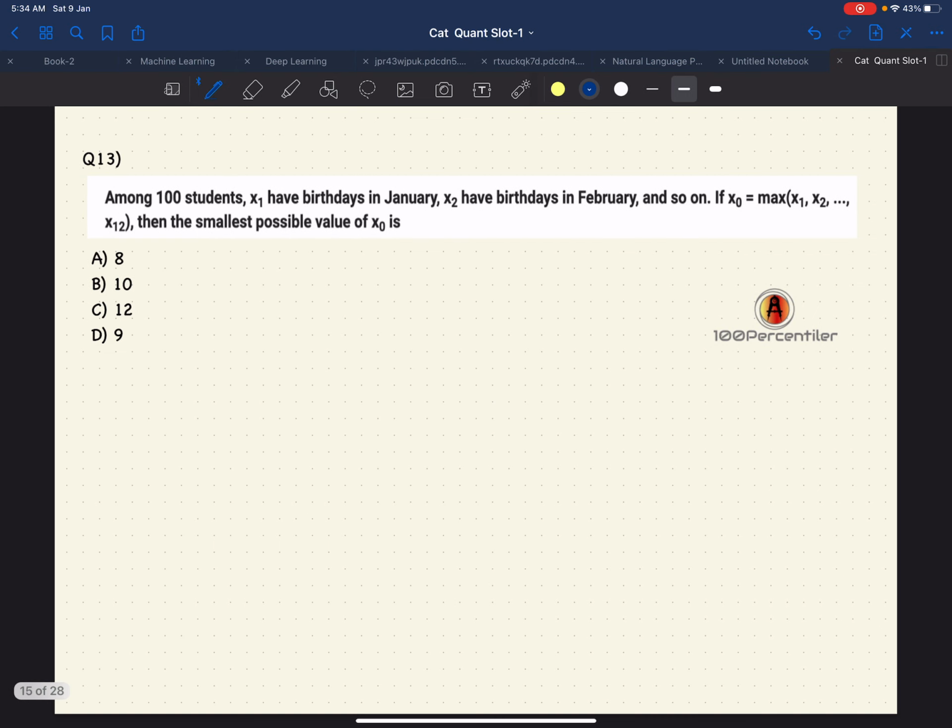Going to the next question, we are given here that among 100 students, x1 have birthdays in January, x2 have birthdays in February, and so on. If x0 is equal to max of x1, x2 and so on till x12, we have to find the smallest possible value of x0. So we take the worst case here.